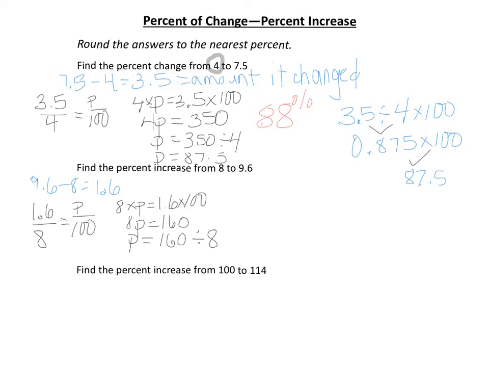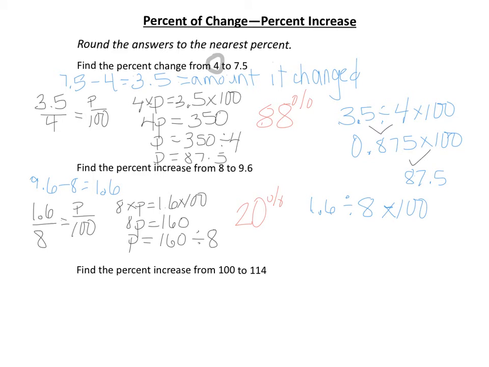And in this case, it works out nice and evenly, giving us 20%. If we chose to do the equation, we still have to do the subtraction. That's not any different. And we get 1.6. That's your amount of change. We're going to divide it by the original number of 8. And then we're going to multiply by 100.